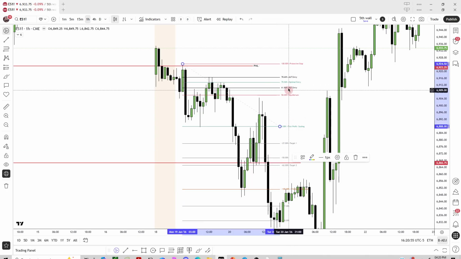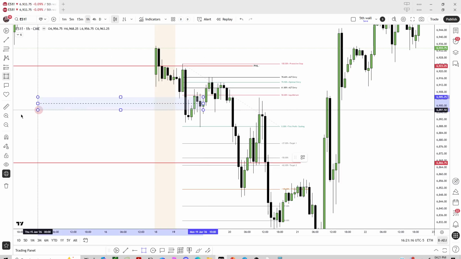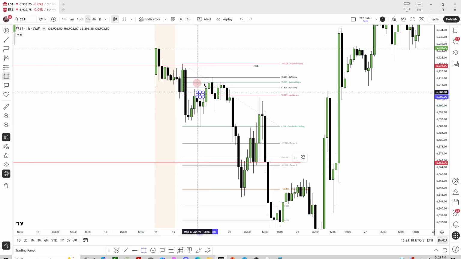This is the optimal trade entry. These are alternative entries, depending on your risk tolerance. So that would be like an entry here, once this bullish fair value gap is violated, and just let's turn this magnet back on.